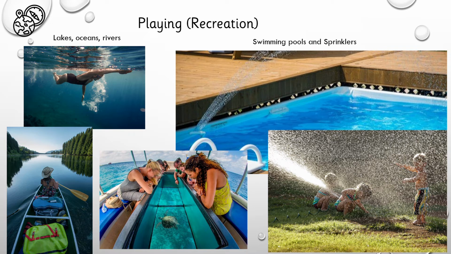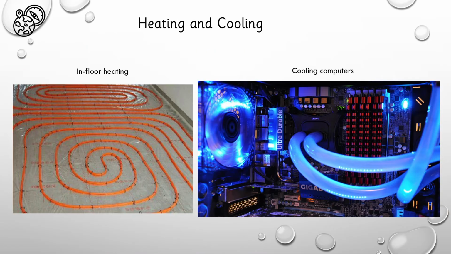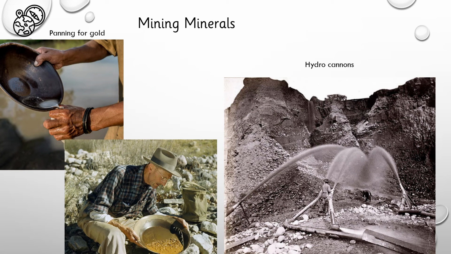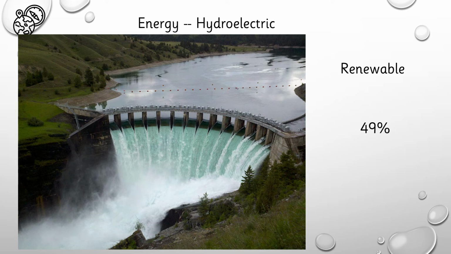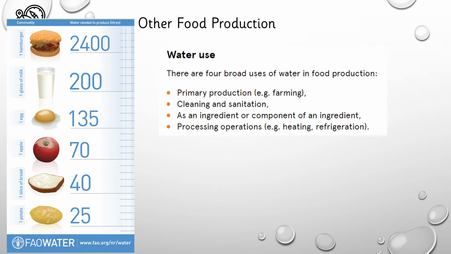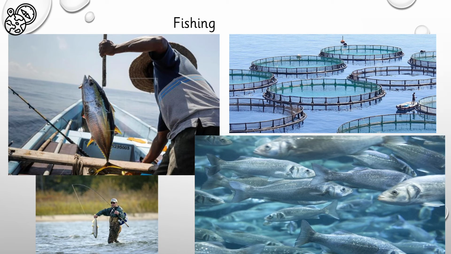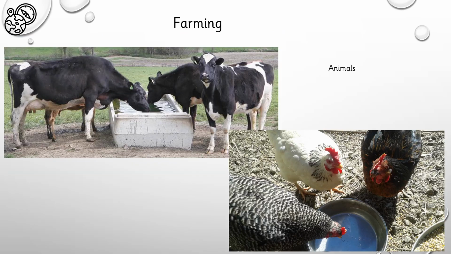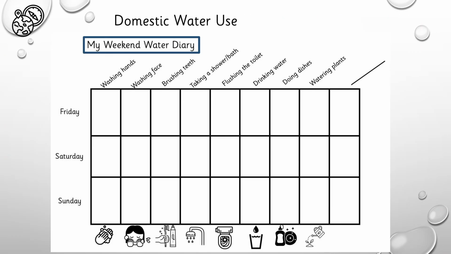Water's important, let's recap, for playing, for heating and cooling systems, for mining minerals, for making energy, for making clothing, for making food, and that includes plants and animals. So, have a think about how much water you think the world uses, and why is it important to make sure that we all have access to water?